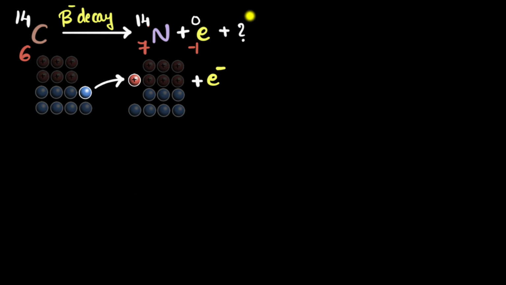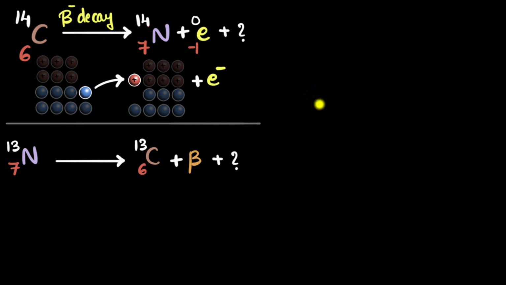Okay, now you may be wondering, what is this question mark over here? We'll get to that. But before that, we'll take another example. This time we have nitrogen turning into carbon. Why don't you pause the video and do the same analysis? Even here, is it the same thing that's happening? Or something else is happening? Is this the same beta particle or something else? Why don't you pause and give it a shot?